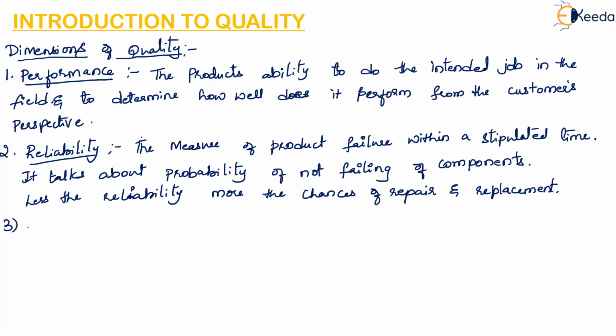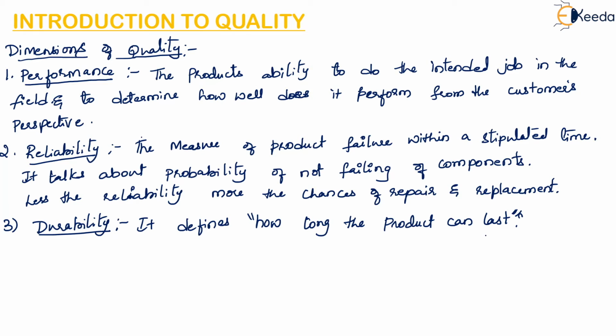The next dimension is durability. So this is the effective life of the product before it is declared as unfit for use. So after the durability, repair is not possible. So durability defines how long the product can last. Durability is the effective life of the product before it is declared as unfit for use.